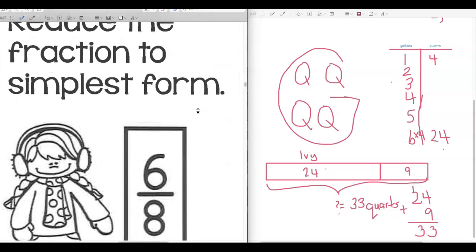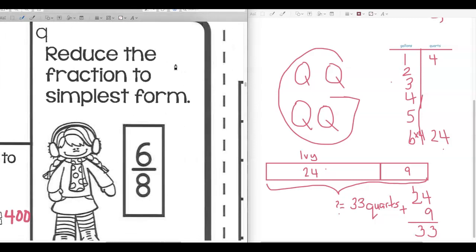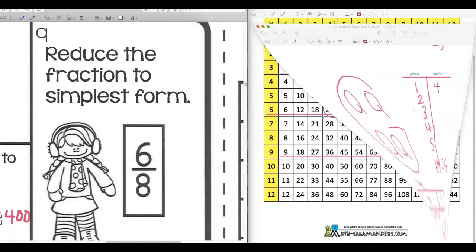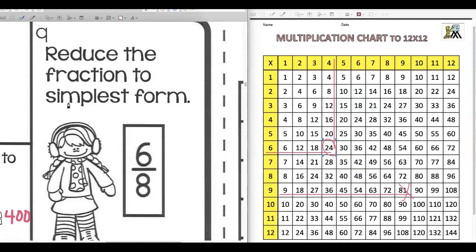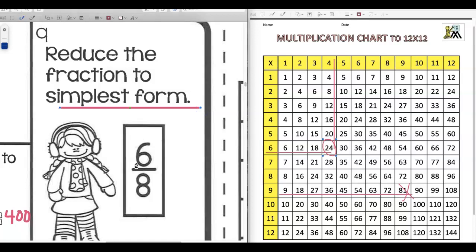Question 9. Reduce the fraction to simplest form. I showed you a very easy way to use your multiplication chart to reduce fractions into their simplest forms. Simplest form means they want your numerator to be the smallest number you can get and your denominator to be the smallest number you can get.